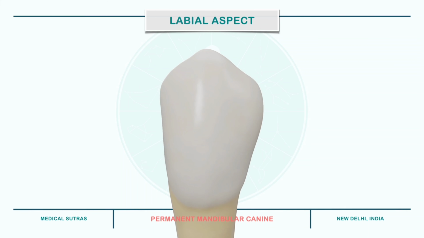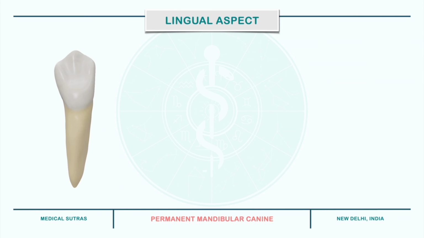Now coming to the lingual aspect. The crown appears pentagonal in shape with outlines similar to that seen from the labial aspect. That is, the mesial outline is straight, the distal outline is convex, the incisal outline formed by the mesial cusp ridge and distal cusp ridge are straight, and the cervical outline is curved apically.